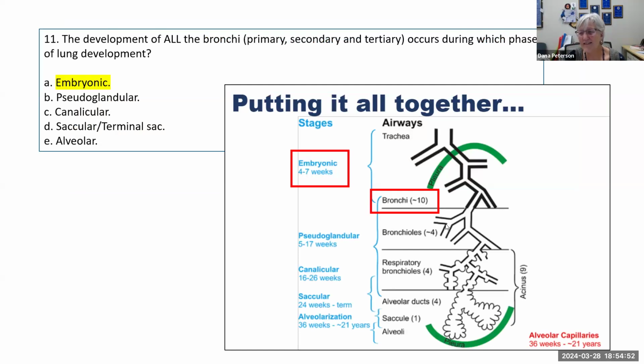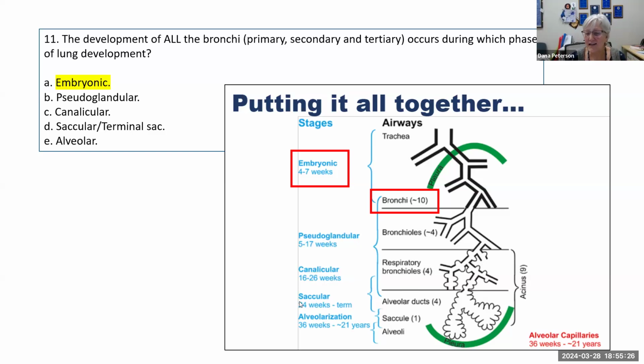And this is phenomenal. All of the bronchi have actually developed in that first embryonic period. So try to keep that in mind. And then there's this overlap that we talked about. So we start to develop the bronchioles in this next phase, which we call the pseudoglandular. The big deal here is where gas exchange can start to occur, which happens in this canalicular phase between weeks 16 and 26. So those are the respiratory bronchioles.